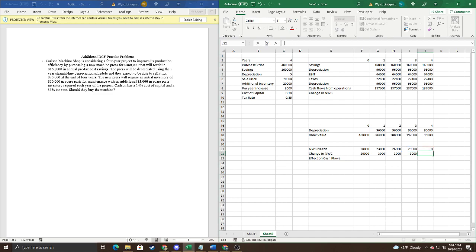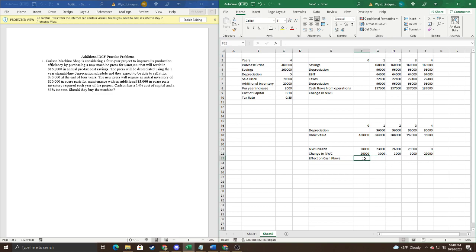And actually, it should be equals 0 minus this one instead. So because we need 0 and we had 29,000, so it's going to be a change in net working capital of negative 29,000.